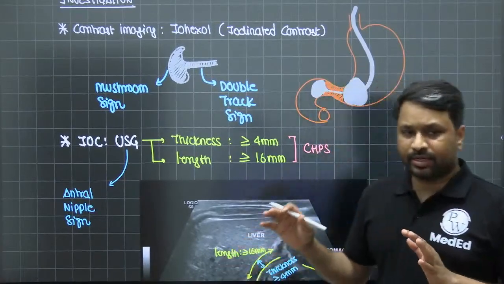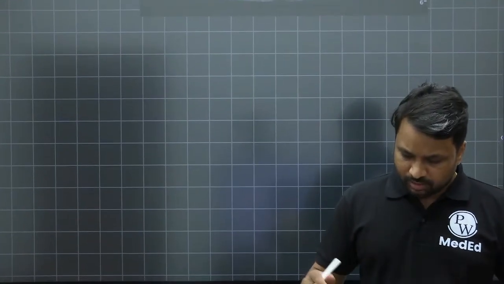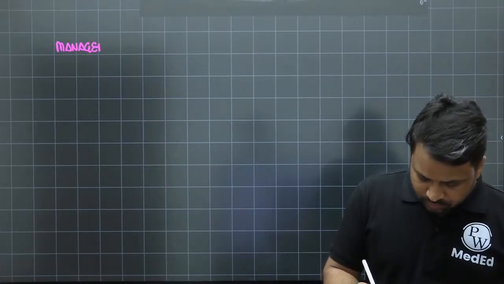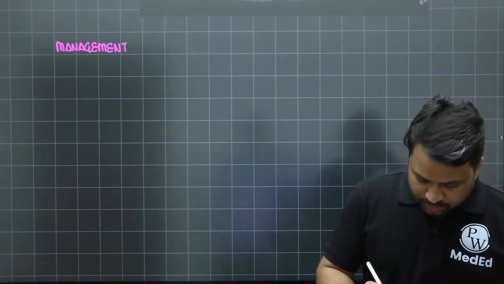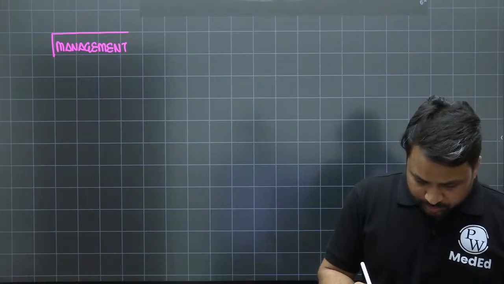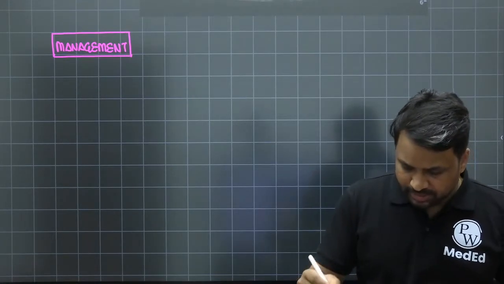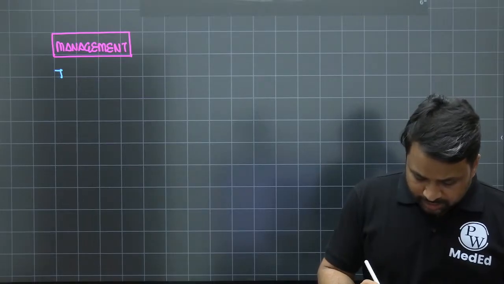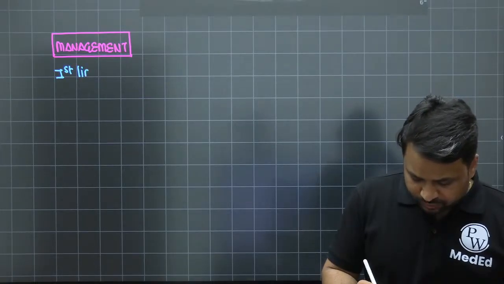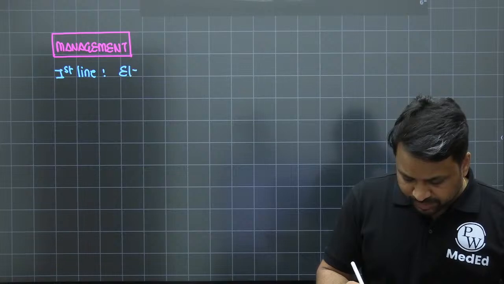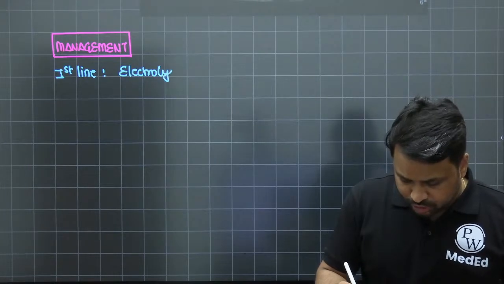Now the baby is known to have congenital hypertrophic pyloric stenosis, the diagnosis is made. Now we will talk about management. So how would you like to manage? Talk about the management of congenital hypertrophic pyloric stenosis. Now everything is important, so we'll talk about it stepwise. Now, what is the first line of management? The first line of management is going to be the electrolyte.